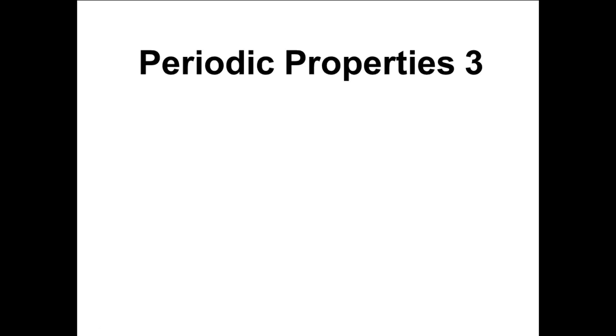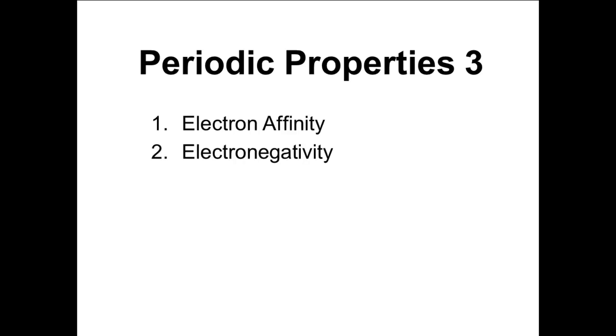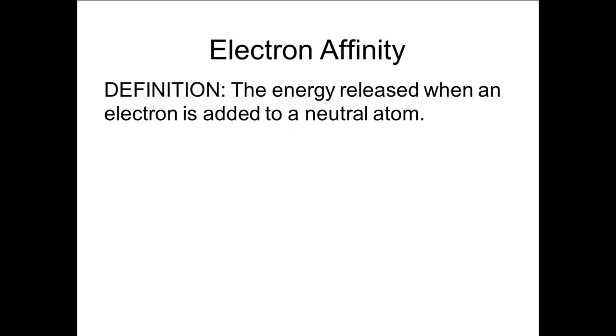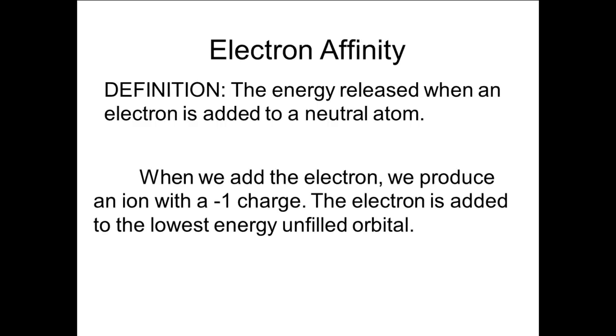Periodic Properties 3. This video will cover the periodic properties, electron affinity, and electronegativity. Electron affinity is defined as the energy released when an electron is added to a neutral atom. When an electron is added to a neutral atom, we get a 1- ion.